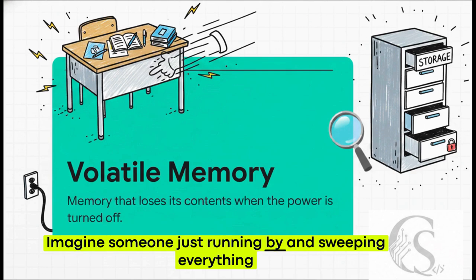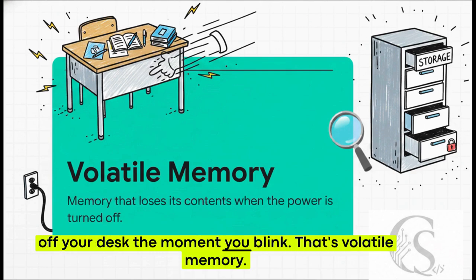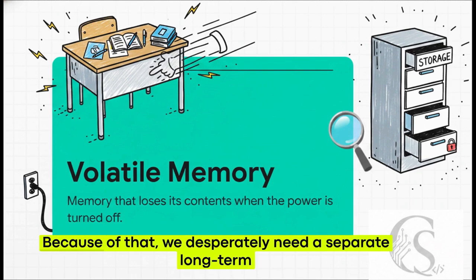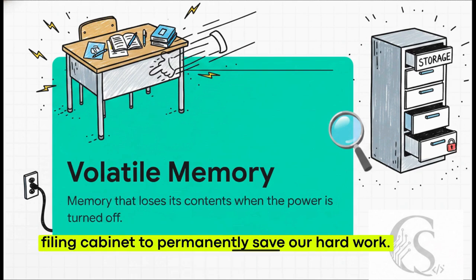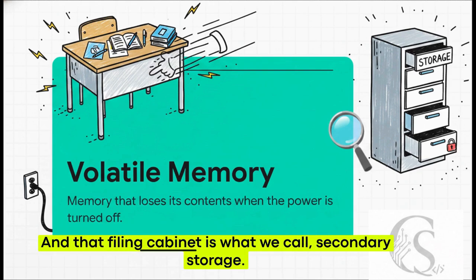Imagine someone just running by and sweeping everything off your desk the moment you blink. That's volatile memory. Because of that, we desperately need a separate long-term filing cabinet to permanently save our hard work. And that filing cabinet is what we call secondary storage.